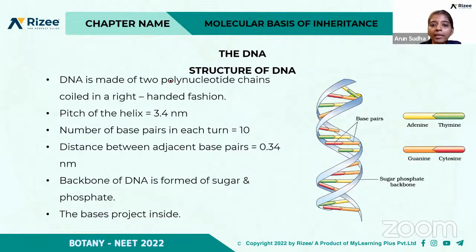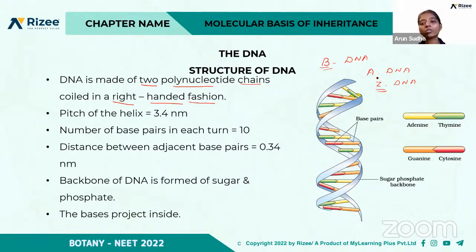So here the DNA is made up of two polynucleotide chains, right? These are the two polynucleotide chains. They are coiled in a right-handed fashion, that is, a right-handed helix. So the common structure of DNA is the B form, right? So B DNA. And there are different other forms like A DNA and also Z DNA, right? Z DNA is left-handed. This is the common DNA.